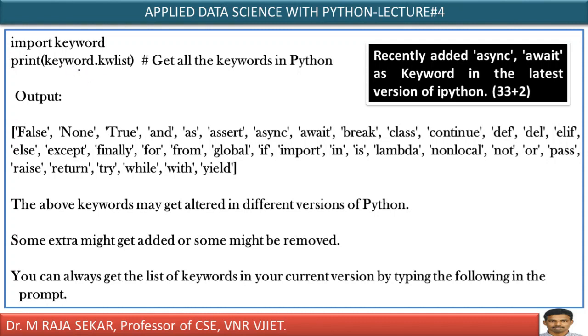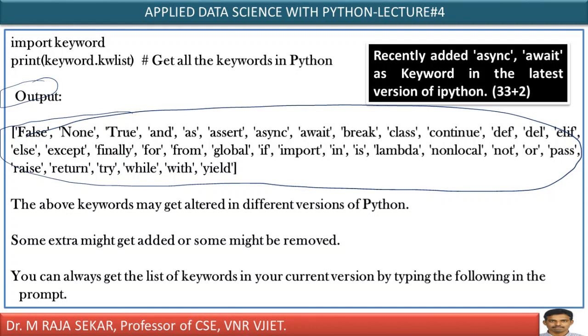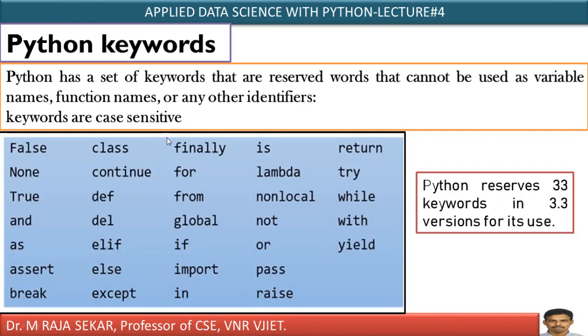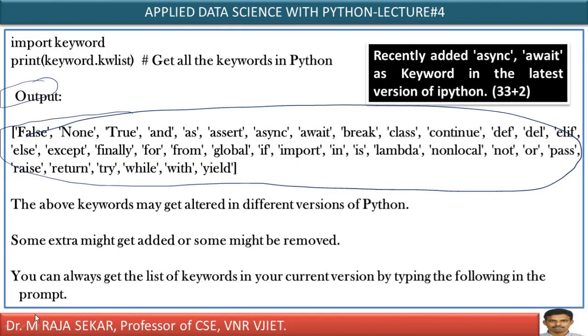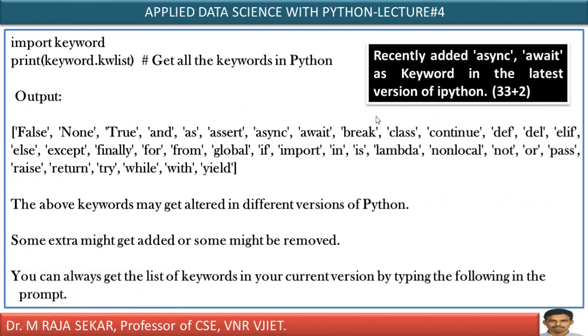If you execute this particular code, you will get this output. These many keywords you will get. If you count these keywords in version 3.3, you have 33 keywords, but in the latest versions you can have 35 keywords. The number of keywords always depends on the version. The above keywords may get altered in different versions of Python. Some extra might get added or some might be removed.